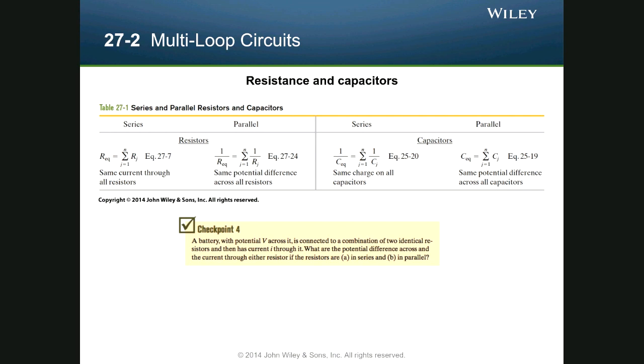So let's look at this checkpoint. We've got a battery with potential V across it, connected to a combination of two identical resistors that has a current through it. What are the potential difference across and the current through either resistor if the resistors are A in series and B in parallel? So you want to try and draw that first, right? Draw the series circuit, draw the parallel circuit, and then you should be able to get each of those pretty easily, especially since the resistance is the same.